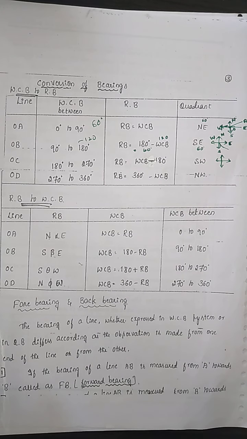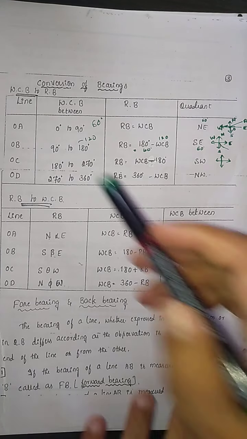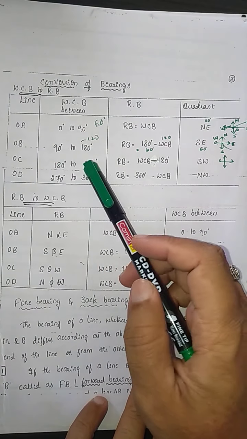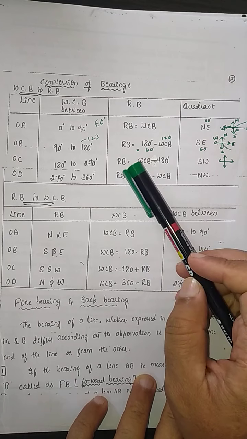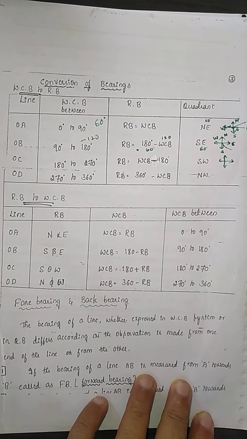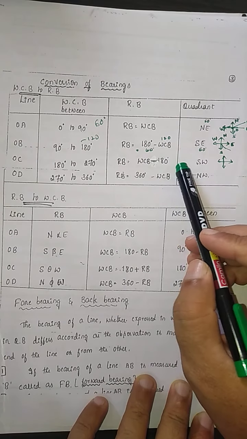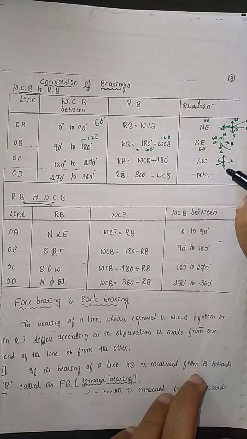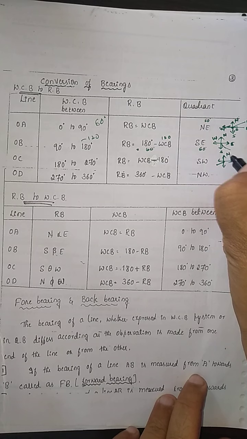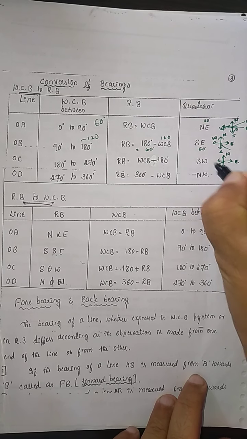Similarly, if the angle lies between 180 to 270 degrees, then in order to convert it into reduced bearing, you will be doing WCB minus 180. So here in this particular quadrant it is going to lie. Here north is there, east is there, south is there, west is there.